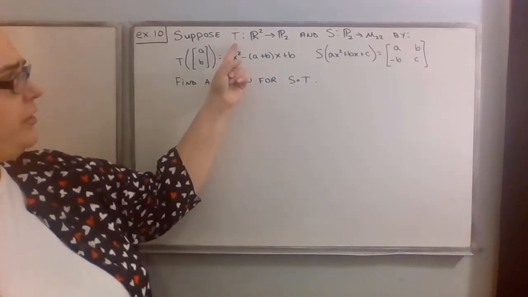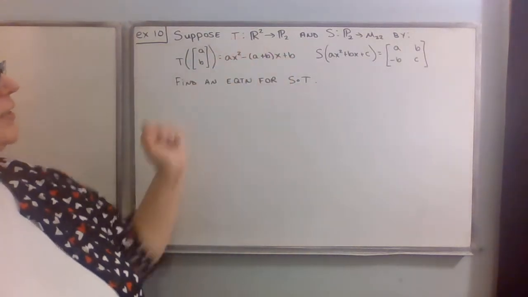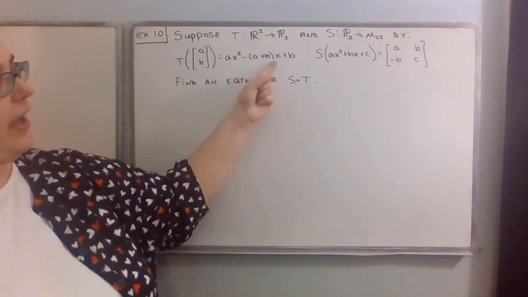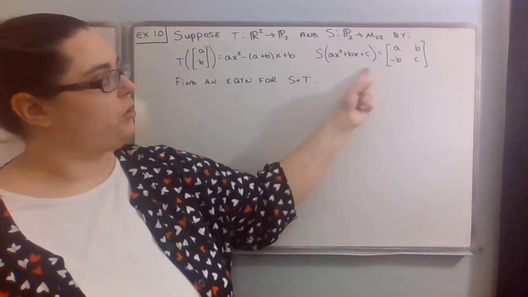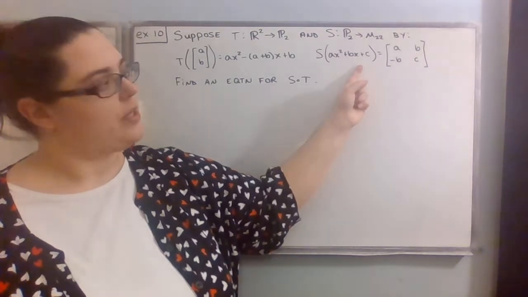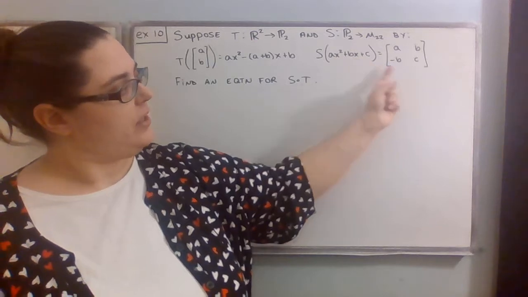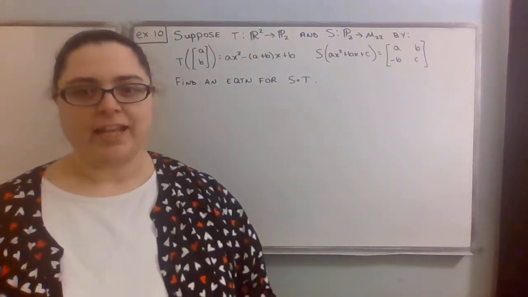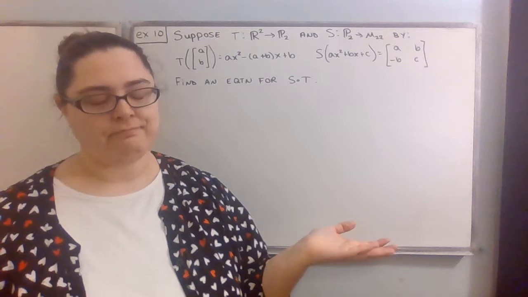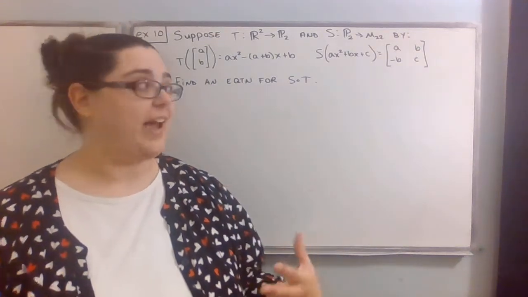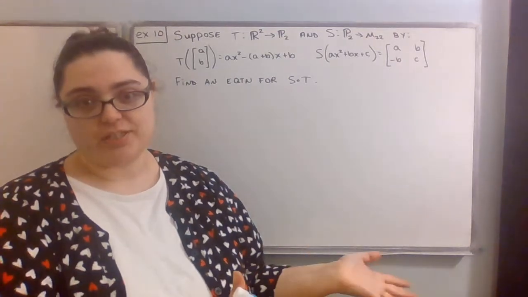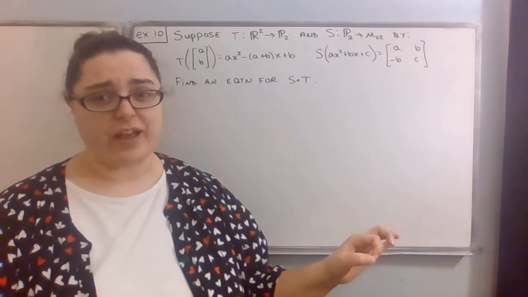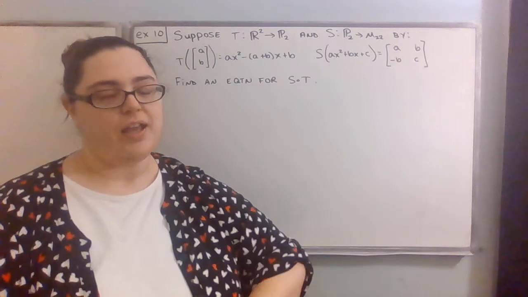So the transformation that gets us from R2 to P2 is called T, and T maps the vector (a, b) to the polynomial ax squared minus a plus b x plus b, and S maps a polynomial from P2 to a 2 by 2 matrix by taking ax squared plus bx plus c to the matrix with entries a, b, negative b, and c. And we want to find an equation for the composition. Now, our first question is, does theorem 4 apply? In this case, it doesn't, because we don't have these transformations defined by matrices. So if we could find a way to define these transformations by matrices, fabulous. We could then multiply them, get the composition, really nice, but we don't.